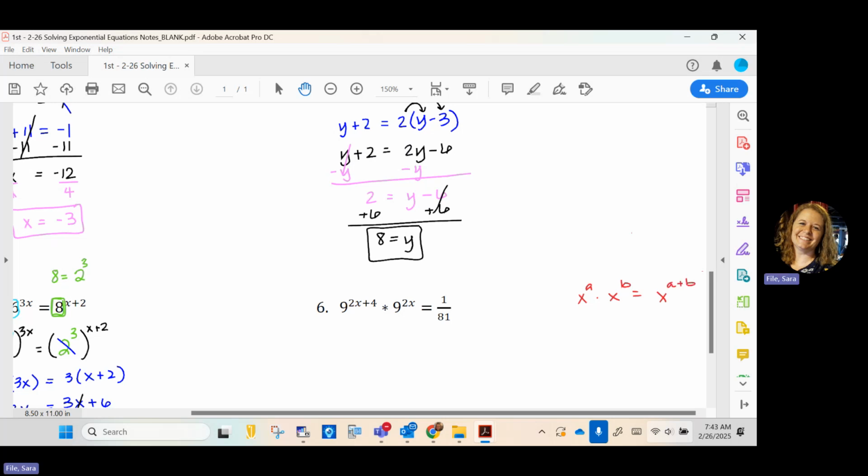So on the left side of this equation, we can condense this to a single term raised to a power, just 9 to a power. I'm going to have to add the exponents. So these are both base 9. They match. That's good. So it's going to be a single base 9, but I have to take 2x plus 4 plus 2x.